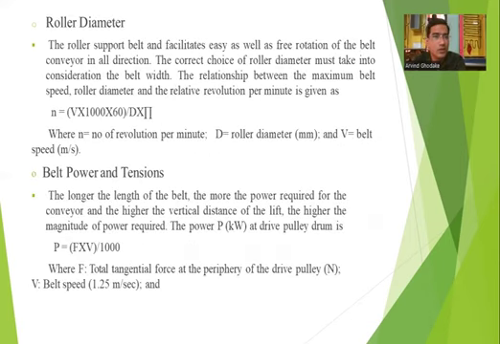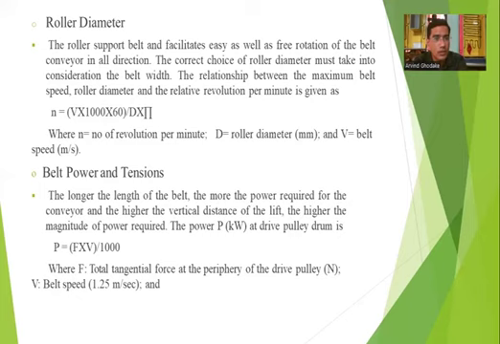Next, roller diameter. The roller supports the belt and facilitates easy as well as free rotation of the belt conveyor in all directions. The correct choice of roller diameter must take into consideration the belt width. The relation between the maximum belt speed, roller diameter, and the revolutions per minute is given as n equals v into 1000 into 60 by pi d, where small n is the number of revolutions per minute, d is the roller diameter, and v is the belt speed.